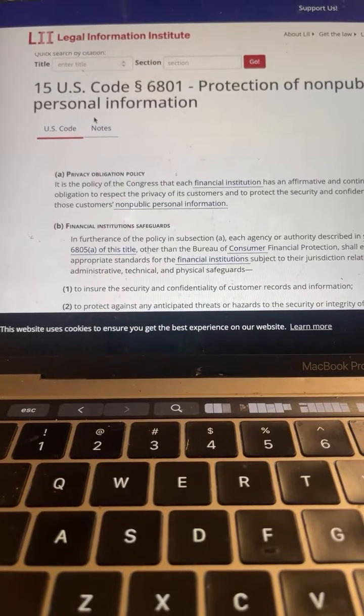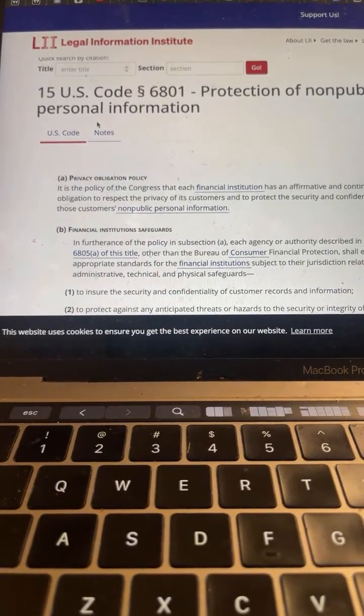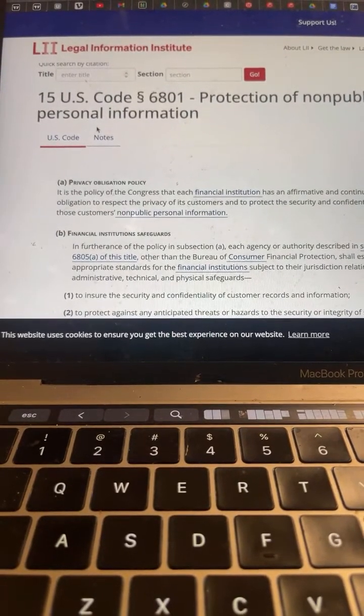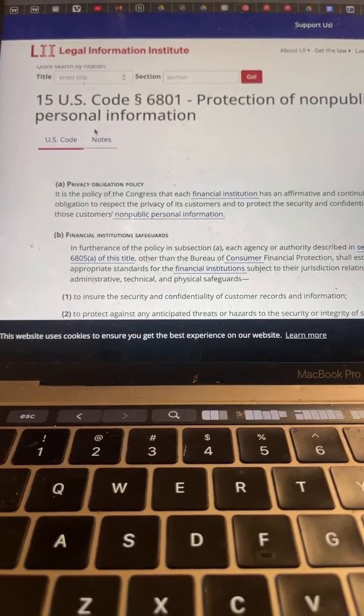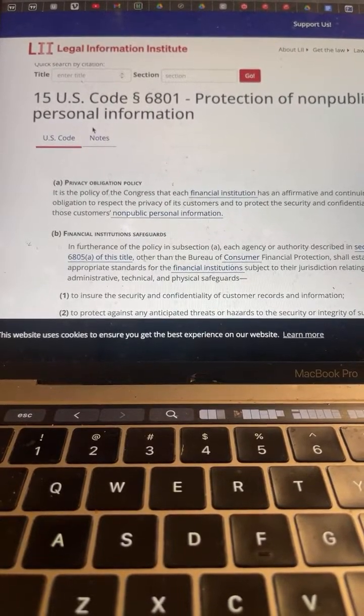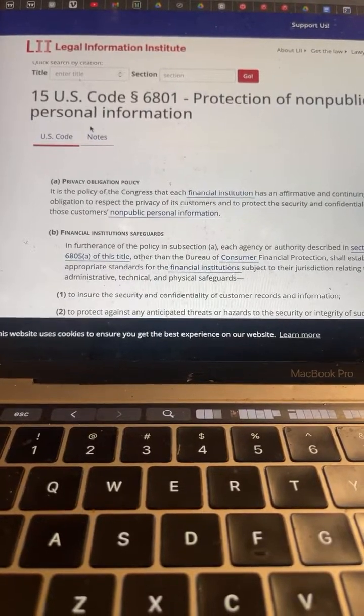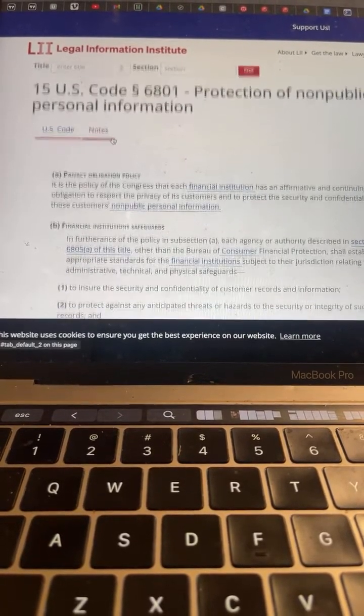So, I wouldn't just specifically put this upon one, but this is actually the Gramm-Leach-Bliley Act. So a lot of credit card accounts, if your account's been sold to a debt collector, this is perfect for that as well too. This is perfect in many different cases.